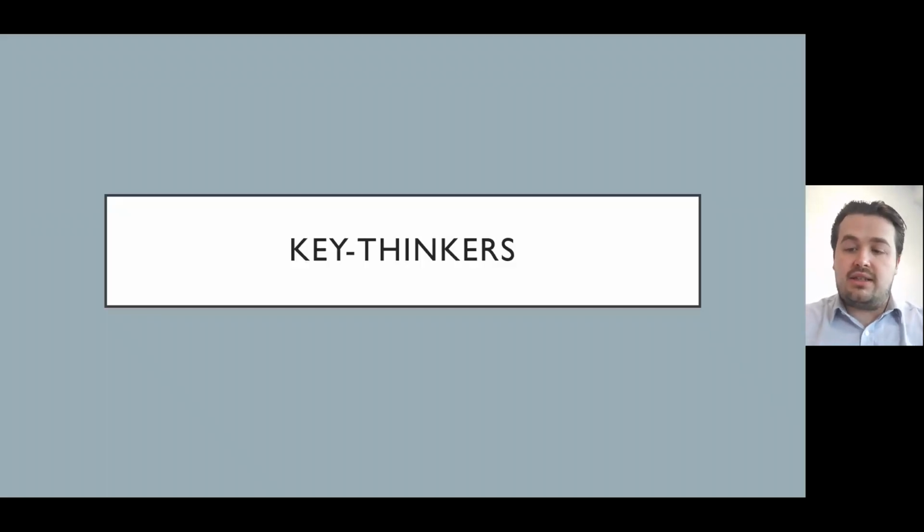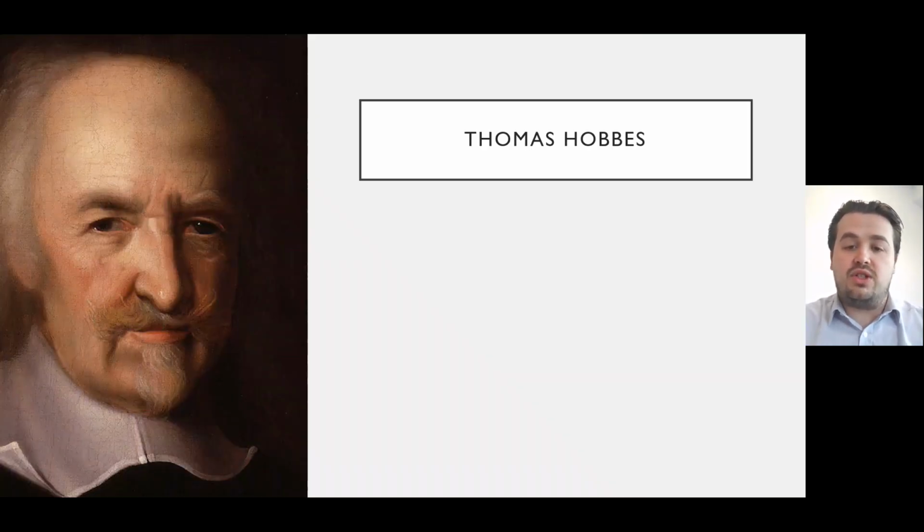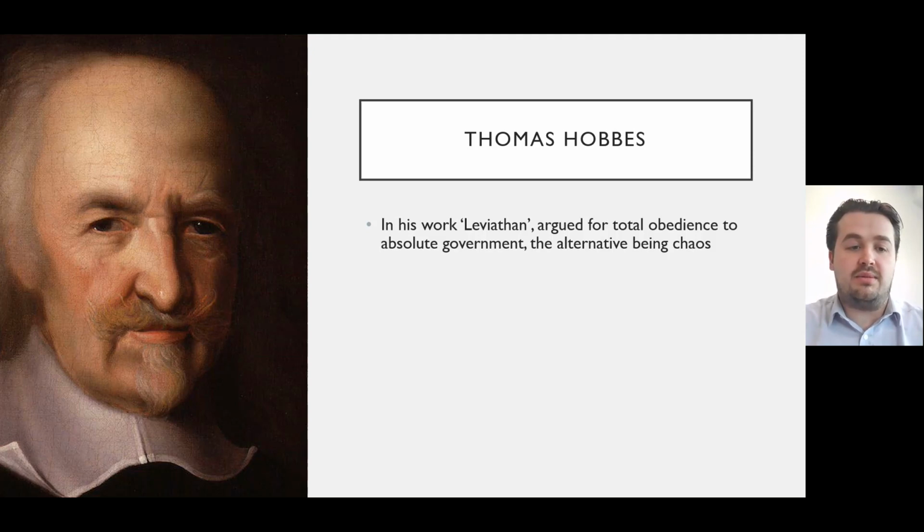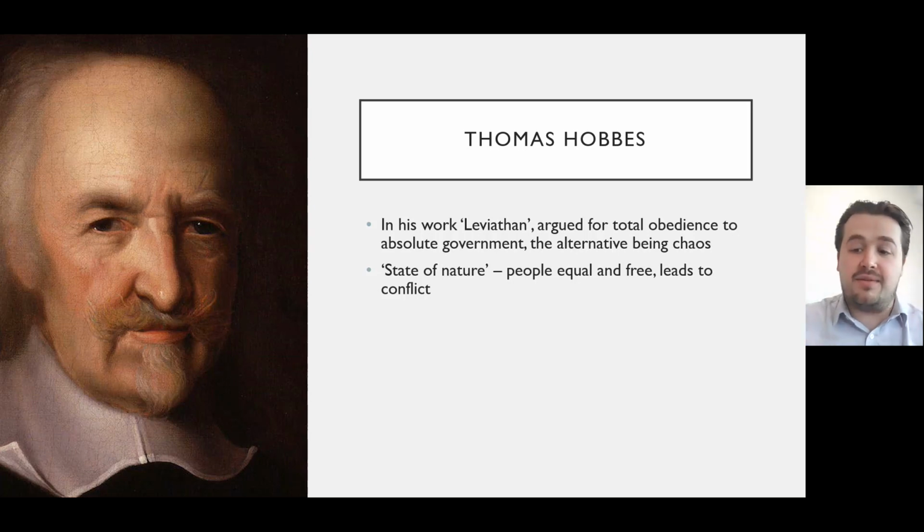So last slide then, just to go through our key thinkers. We'll start with our first one, Thomas Hobbes, and I'll just go through some of his works and some of the principles for each. In his work Leviathan, Thomas Hobbes argued for total obedience to absolute government. He said the alternative of absolute government would be chaos, because you need that strong state. He argued about a state of nature where people are equal and free, but that's going to lead to conflict. And I'll make a comparison here between him and John Locke.